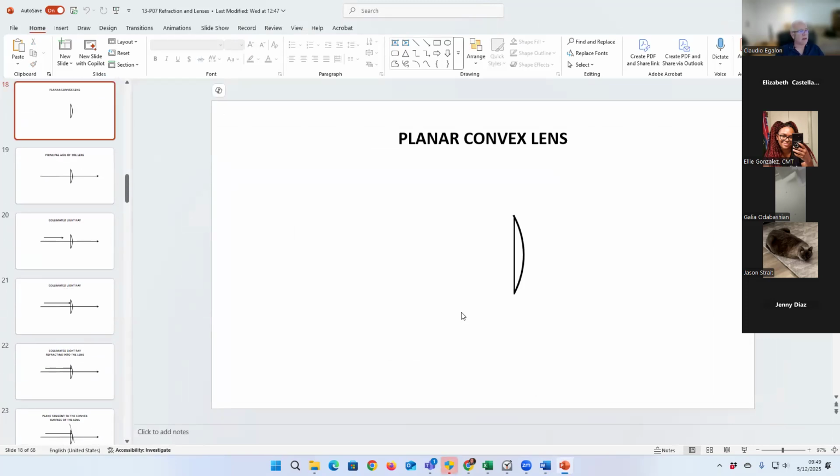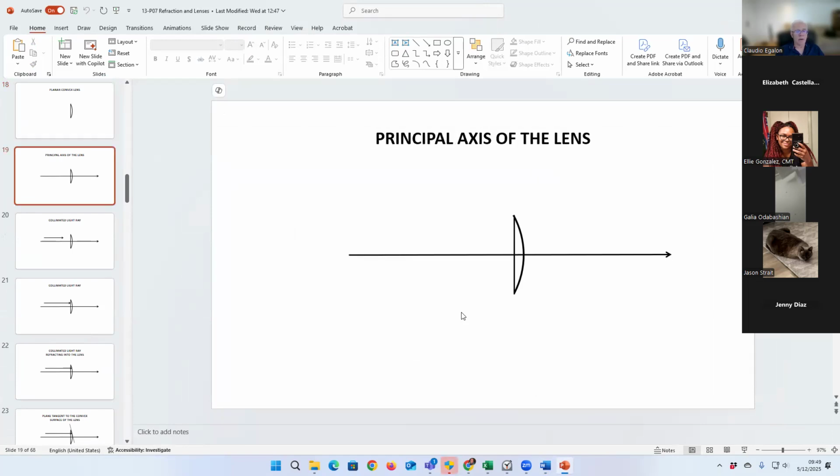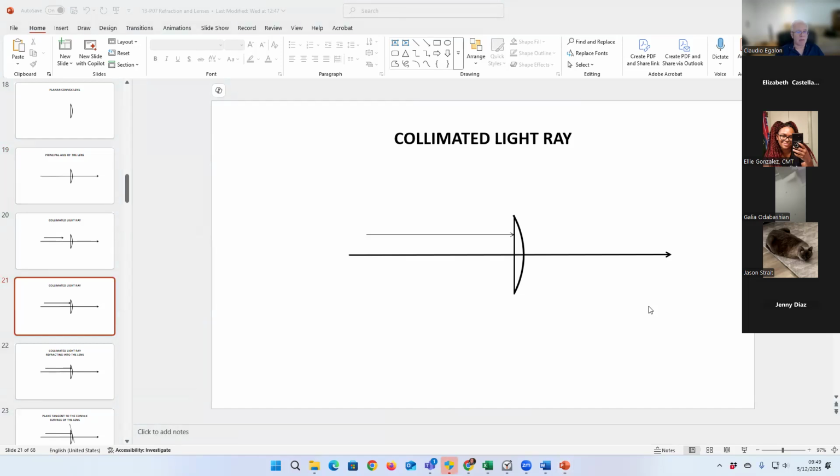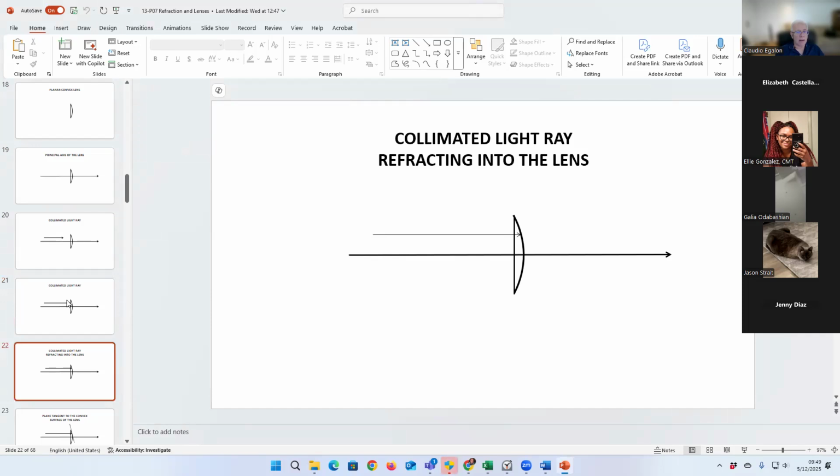Here you go. Planar convex lens. We start with the lens. We draw the principal axis of the lens. And we have this collimated light ray that's going to pass through the lens, approaching the lens, incident with the planar surface. The angle of incidence of this light ray is 0 degrees, so the light ray will move forward without any change in direction.